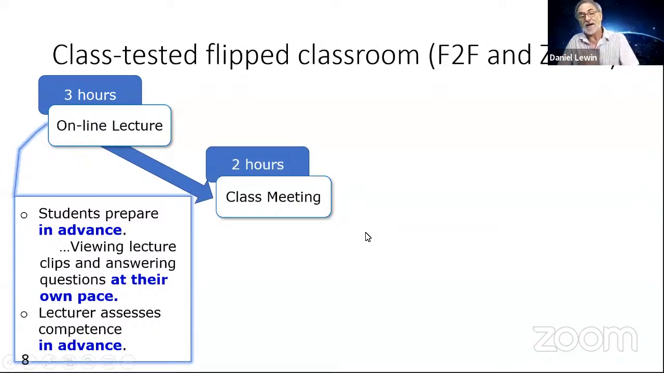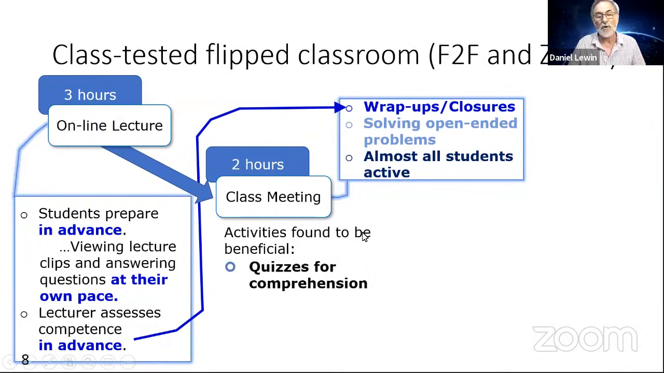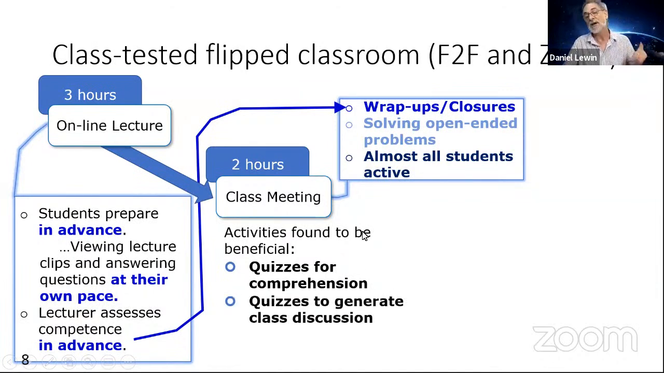The next thing is they come to a class meeting. The teacher can wrap up and close issues which he's observed to be problematic because he already saw what they did at home. Most of the time in class, though, is involved in student active activities. They solve open-ended problems, the kind of stuff that I found that works here. You quiz the students in comprehension, possibly revisiting quizzes that were done by them at home, but mostly to generate class discussion in class.